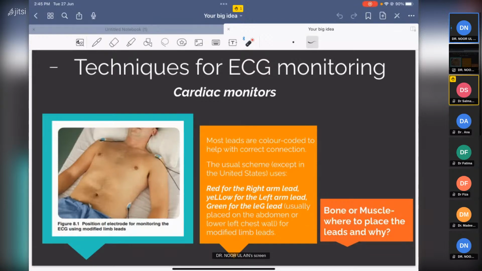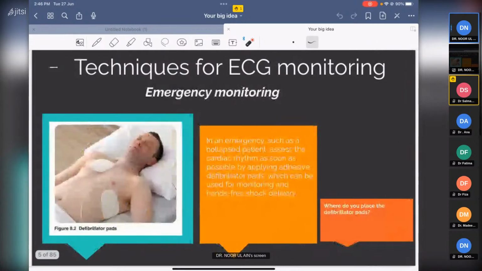So when we're talking about the three limb ECG, I told you the positions. Right, red is for the right arm, yellow is for the left arm, green is for the leg. Now, let's say you're in an emergency situation and you don't have time to put up the 12 lead ECG and the patient is in cardiac arrest, not responding to you, unconscious. What will you do? First thing that you need to do is, of course, shout for help, you'll call help, and you'll put on the defibrillator pads.